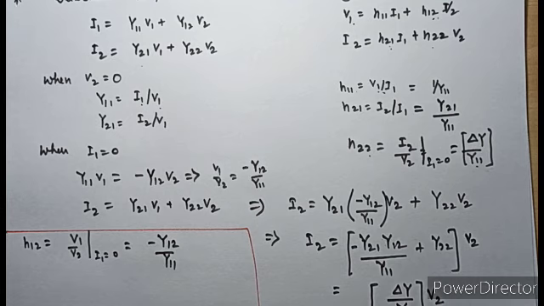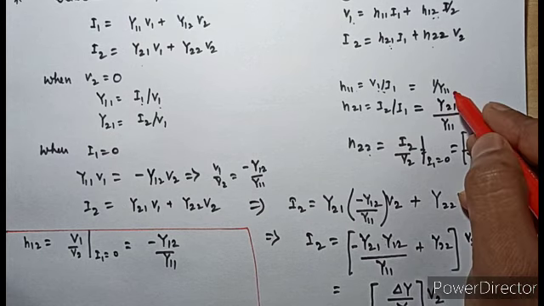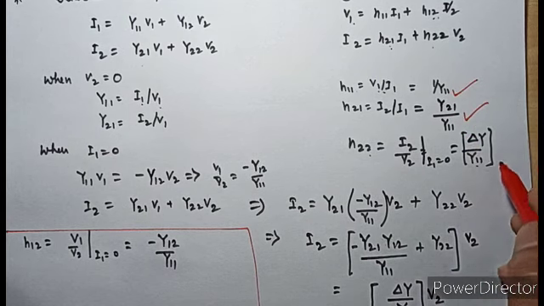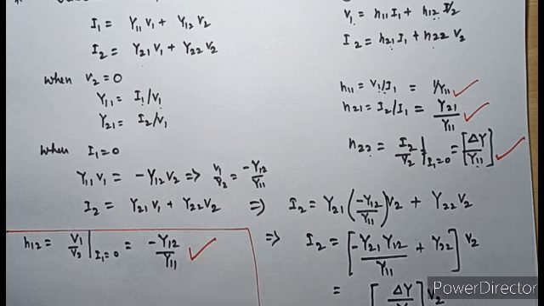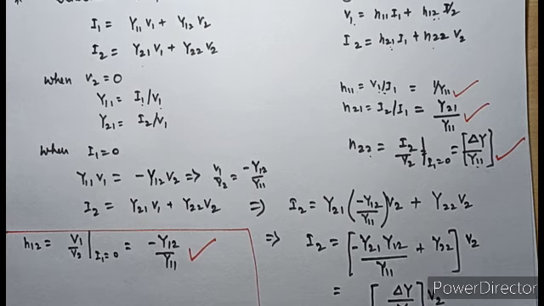So now we got all 4 h parameters in terms of y parameter. This is h11, h21, h22 and h12. So this was the interconversion. Similarly, we will calculate other parameters in terms of different parameters, right? All interconversions will be provided in our description by PDF, right?